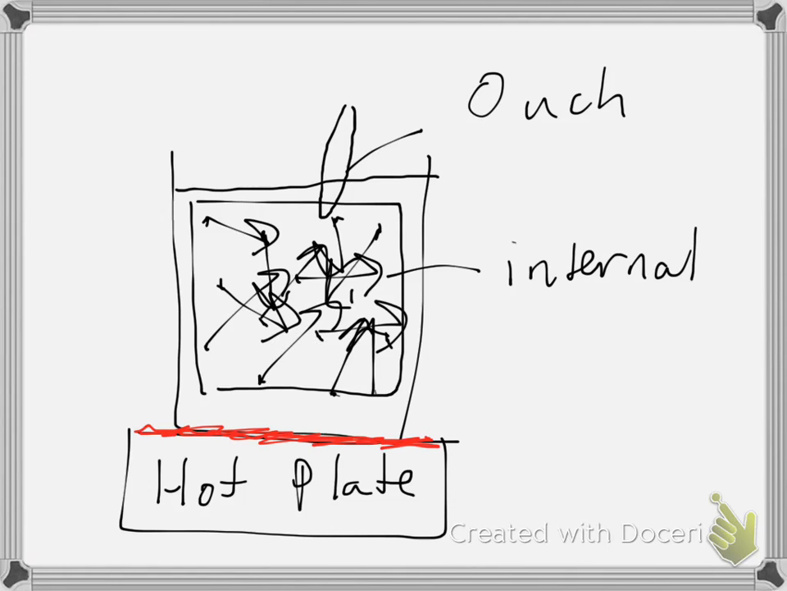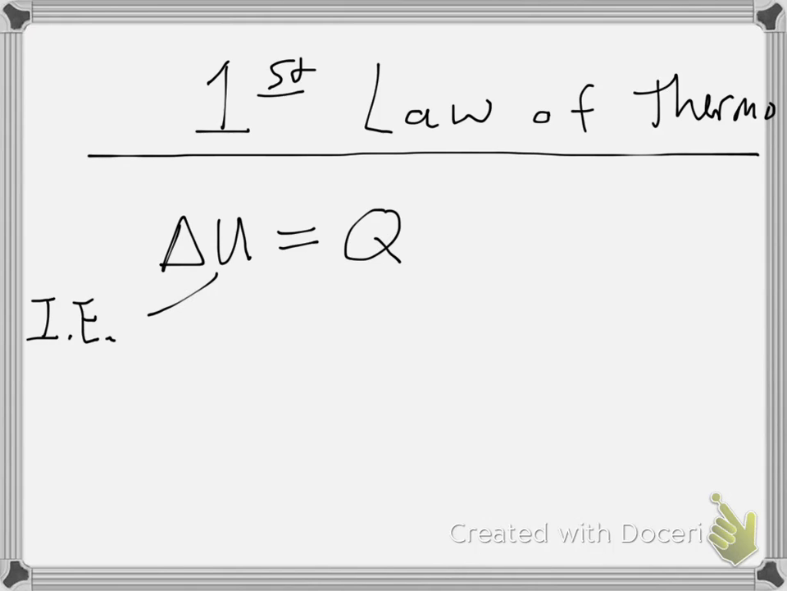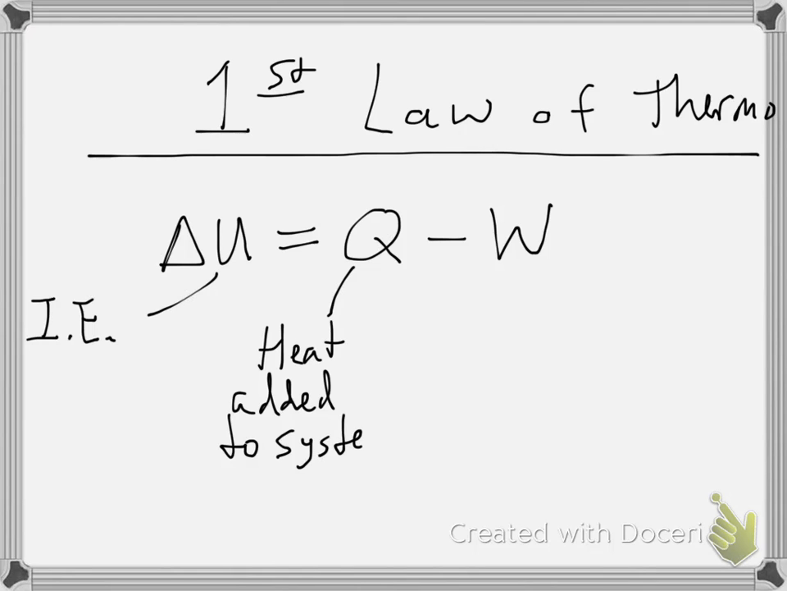Okay, internal energy. So what the first law of thermodynamics says is that the change in internal energy, we use U for internal energy, the change in internal energy is equal to any heat added to the system minus the work done by the system. Okay, so here Q is the heat added to the system and W is the work done by the system.